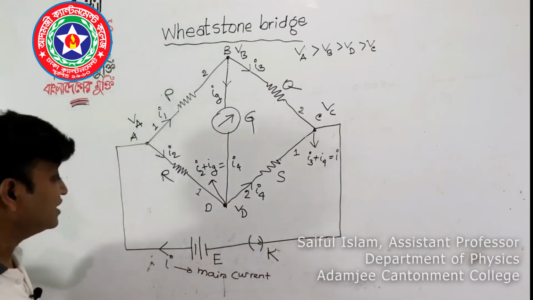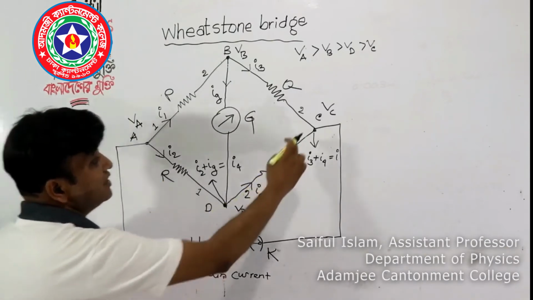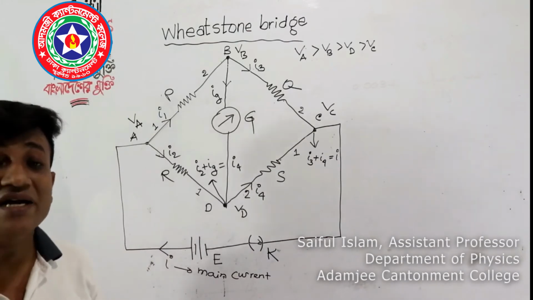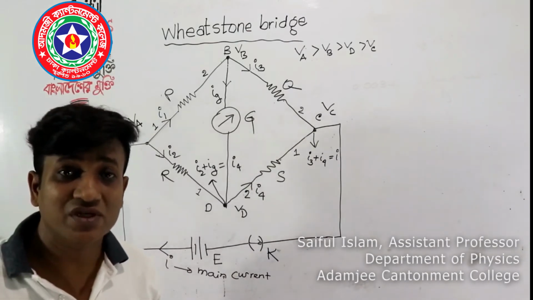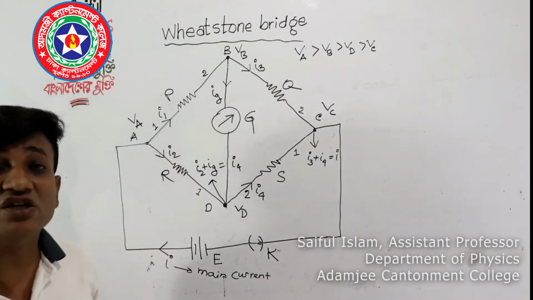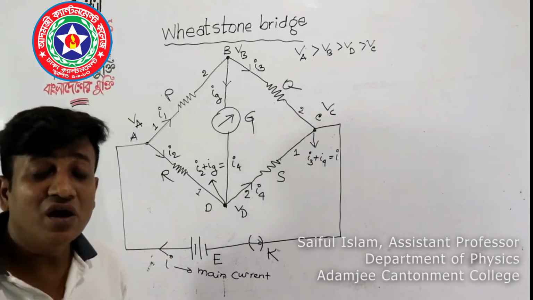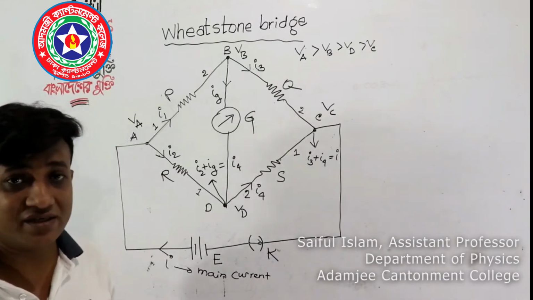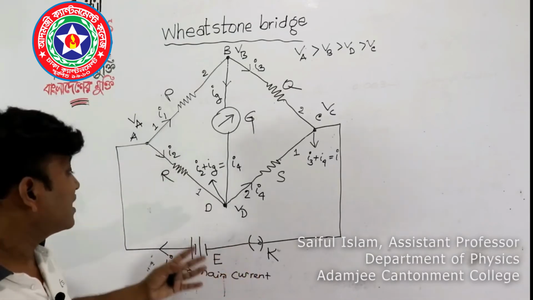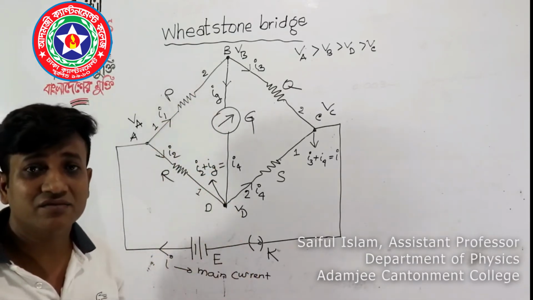So here we are getting that the outgoing current is I and the incoming current is also I. That is, the main currents are the same. So the main current follows the conservation law. There is no loss of main current here. In this way the current flows through all branches of this circuit.